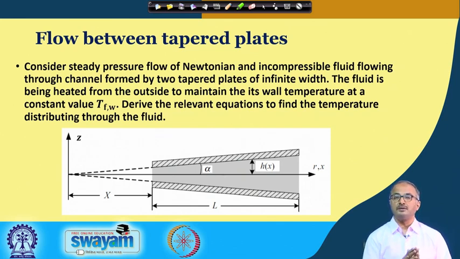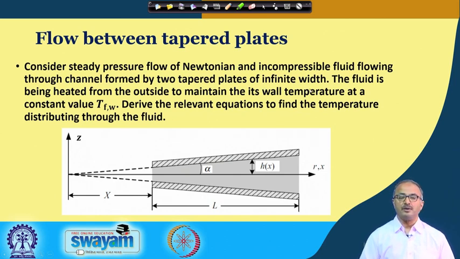And so far in our earlier lectures, we have mostly confined ourselves to the Cartesian coordinate. Now, in this particular case, we shall be looking into the cylindrical coordinate. So, this problem is like this: consider steady pressure flow of a Newtonian and incompressible fluid flowing through a channel formed by two tapered plates of infinite width.